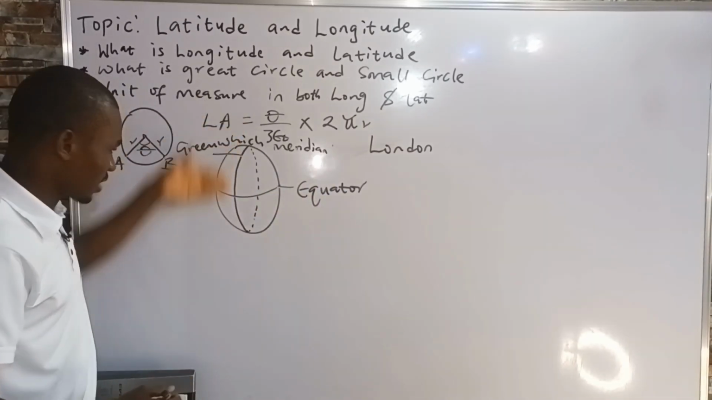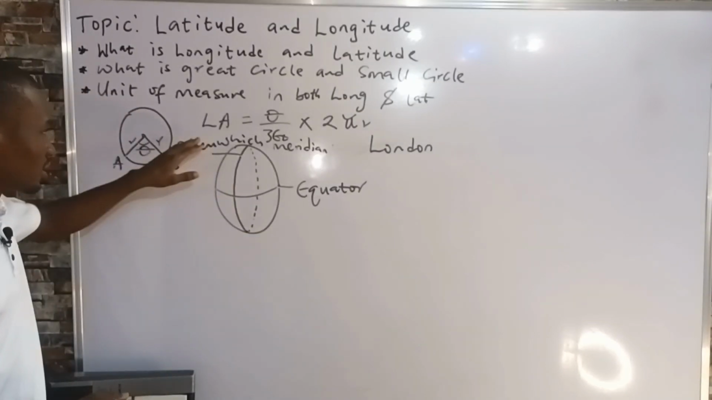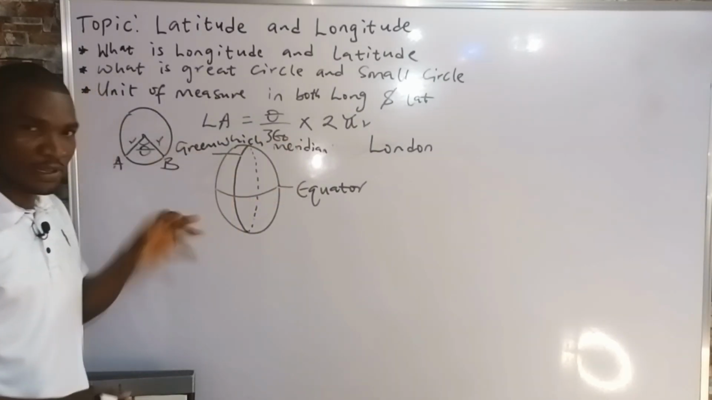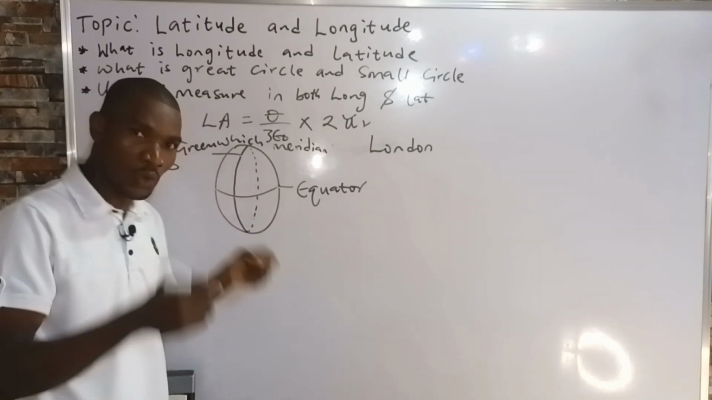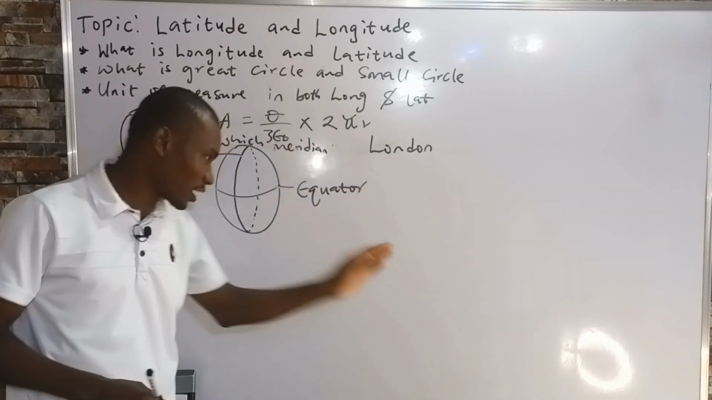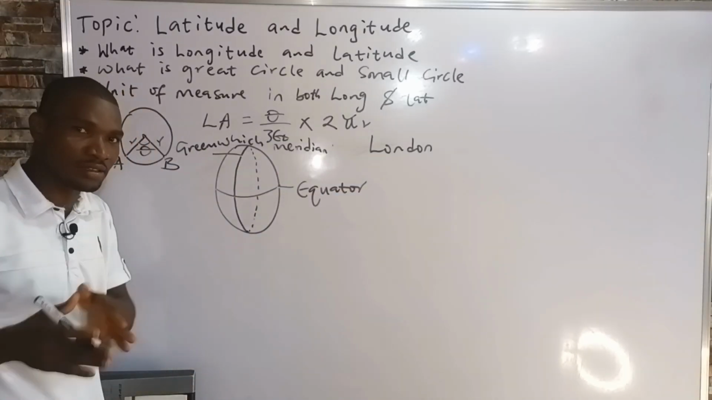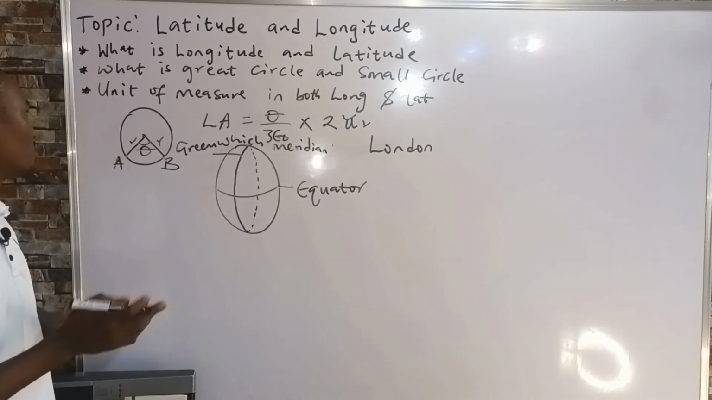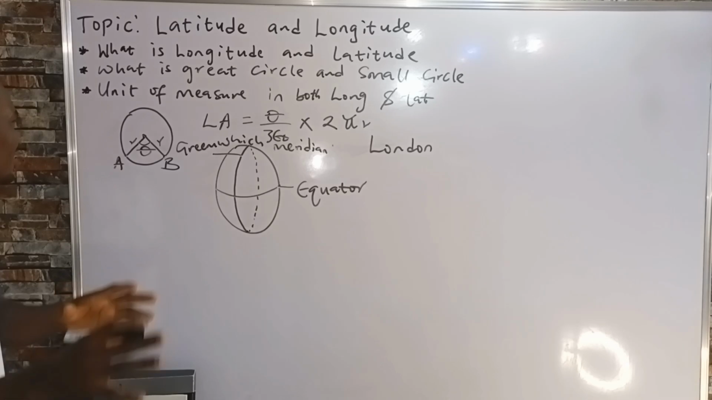But if it's at the vertical point, it's going to be called the Greenwich meridian. And there is a particular city located on the Earth at this Greenwich meridian, which is London. And London is situated in England, which is one of the states in the United Kingdom. That is by the way.